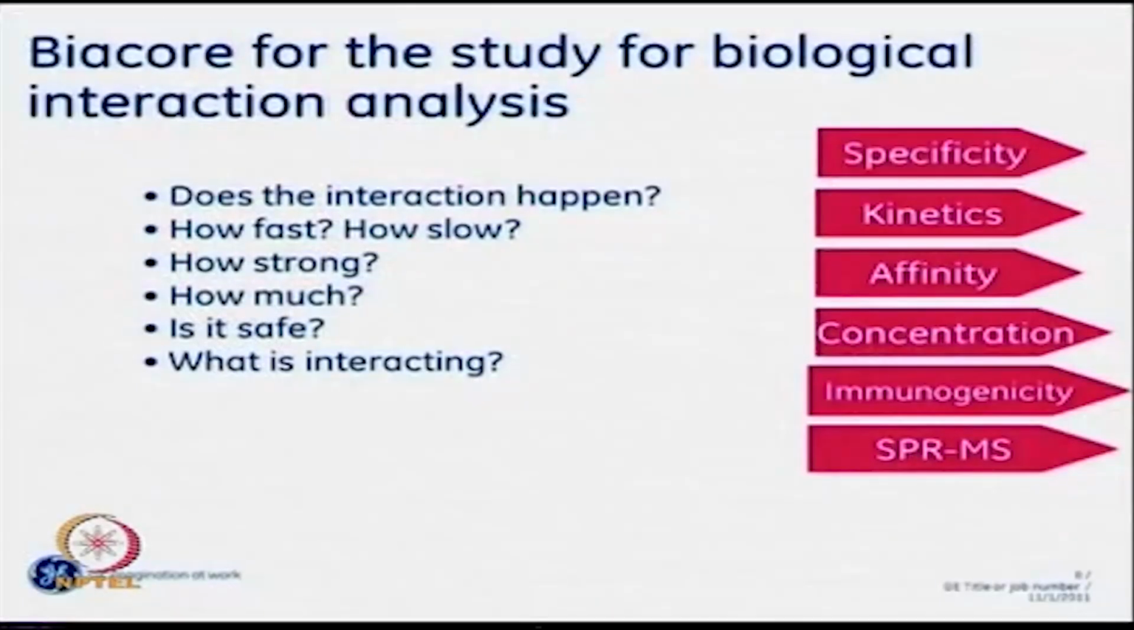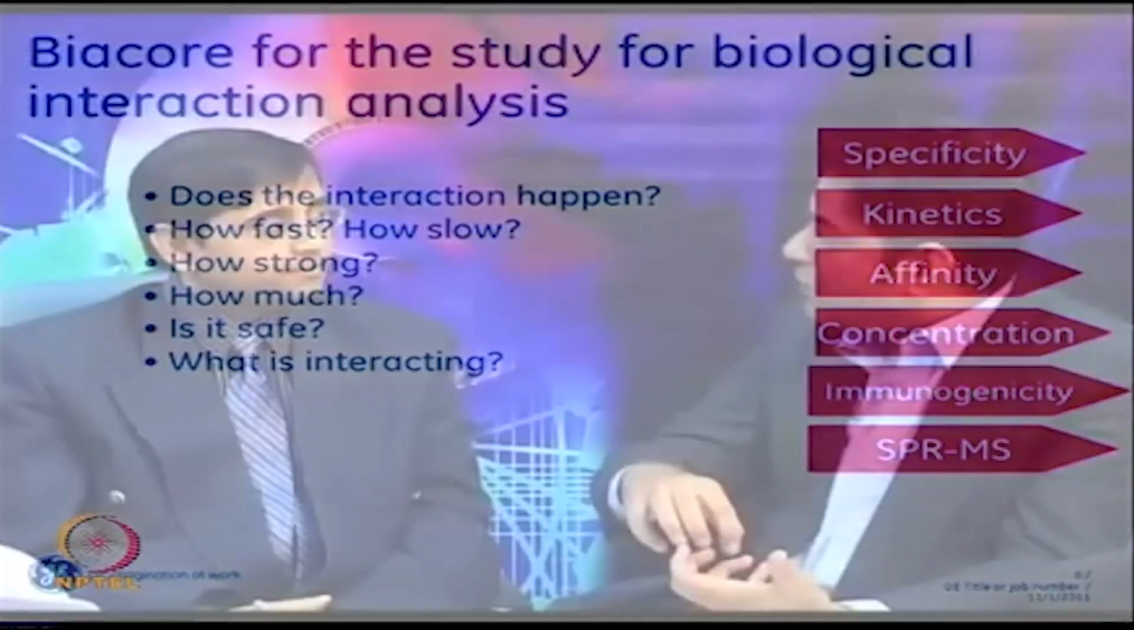The third question that you ask is, how strong is the interaction? So what is the affinity of the interaction? The fourth question you ask is, how much of the analyte is there? Which means, what is the concentration of this analyte? Sometimes in drug industry you ask, is this interaction a safe interaction or not? And sometimes if you have a heterogeneous analyte and you see that the binding is happening, you want to ask, what is it that is binding? Because there are too many components in this analyte. So what is it that is specifically binding? Right. And these are the different things that you can do with Biacore.